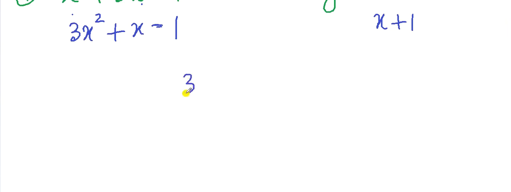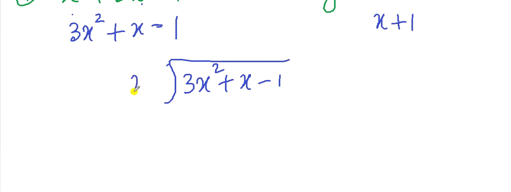So for that, just like our normal division with numbers, we write it like this, x plus 1. You can even write your quotient on the right hand side, but I prefer writing it here because it gives me a clear idea which term I am taking in that particular step.